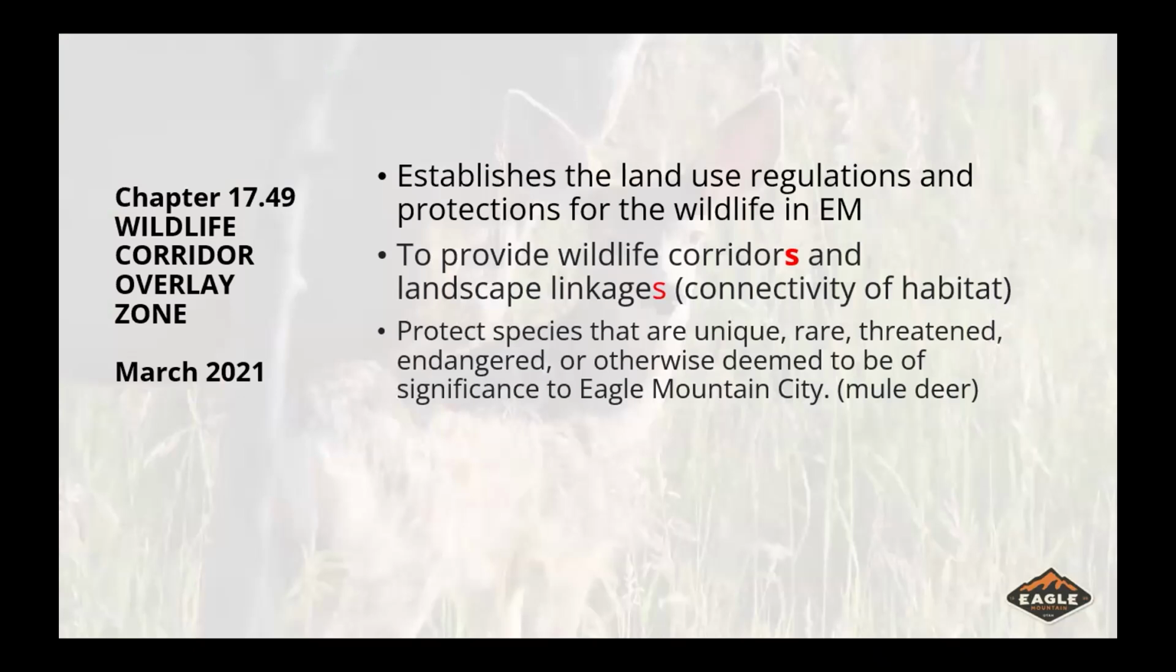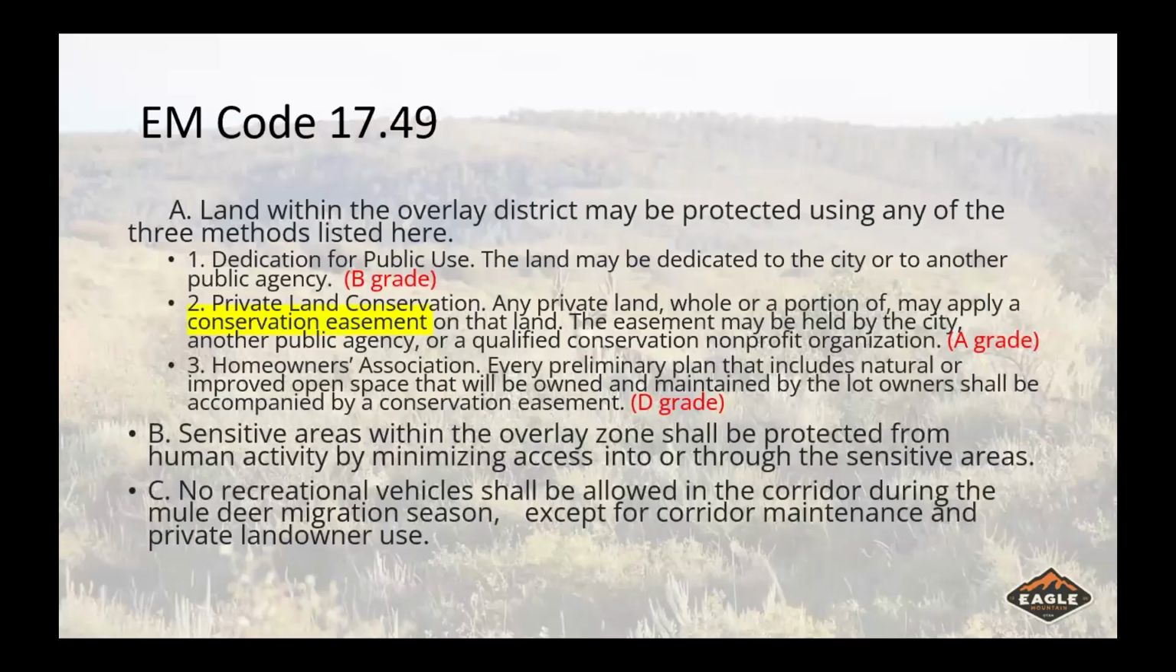What this chapter 1749 does is it establishes the land use regulations that are going to protect these wildlife areas within Eagle Mountain. It has specific language that provides wildlife corridors and landscape linkages, so connecting of habitat, and that protects species, not just mule deer, that are rare, threatened, endangered, or otherwise deemed of significance to Eagle Mountain and the people of Eagle Mountain.